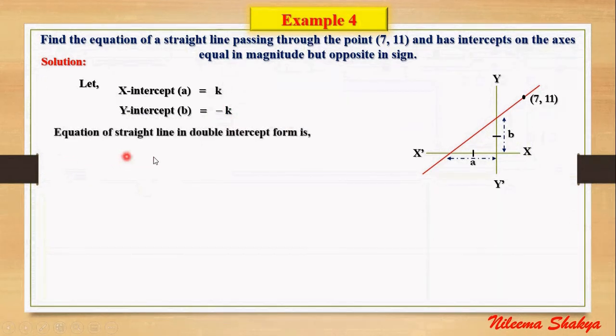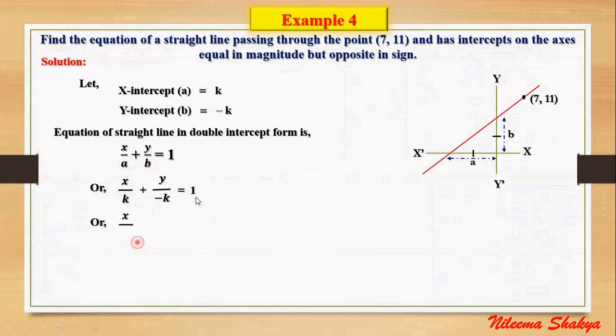We know the equation of a straight line in double intercept form is x by a plus y by b equals 1. Now let's substitute for a and b. In the first term, the numerator is x and in the denominator, a is replaced by k. In the second term, the numerator is y and the denominator is replaced by minus k. And on the right hand side, 1 itself. In another step, x by k is here in the first term, and this plus and minus will get multiplied.